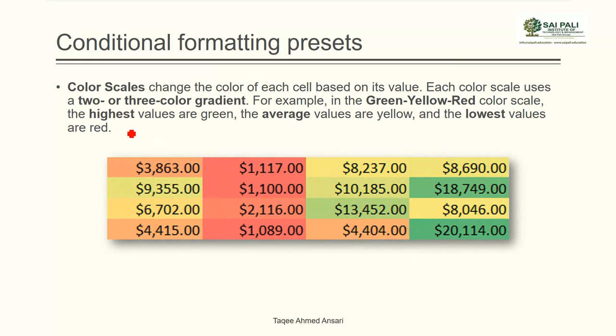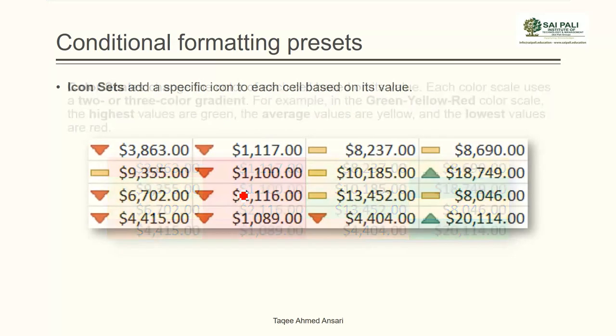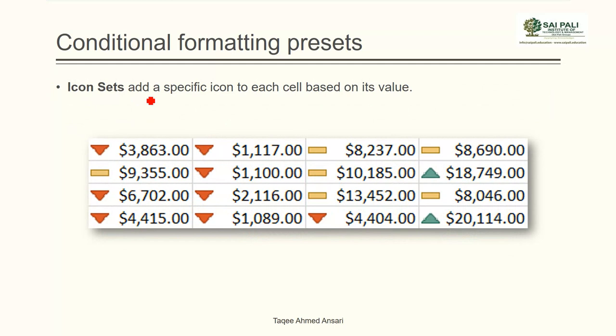The next is what? Color Scales. This changes the color of each cell based on its value, and each color scale uses a 2 or 3 color gradient. For example, green, yellow, red color scale. The highest values are green, the average values are yellow, and the lowest values are red, as you can see here in the image. And also you can use this Icon Sets.